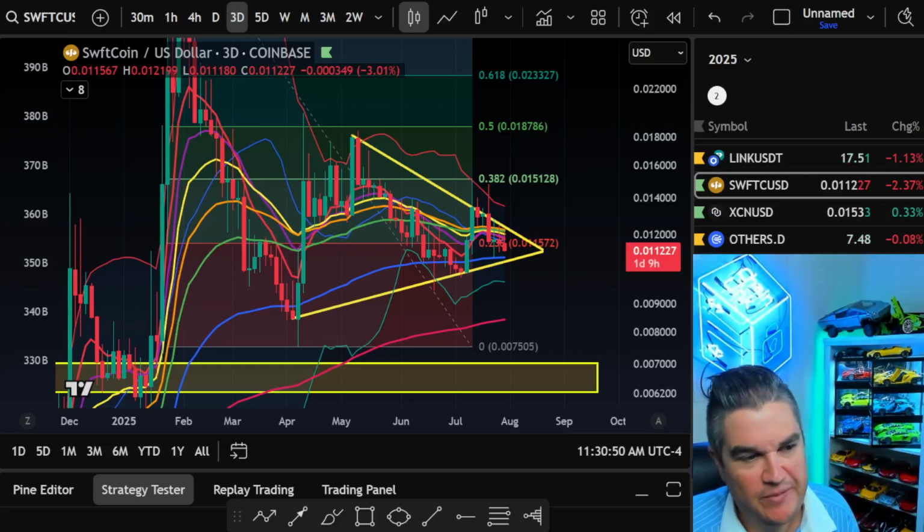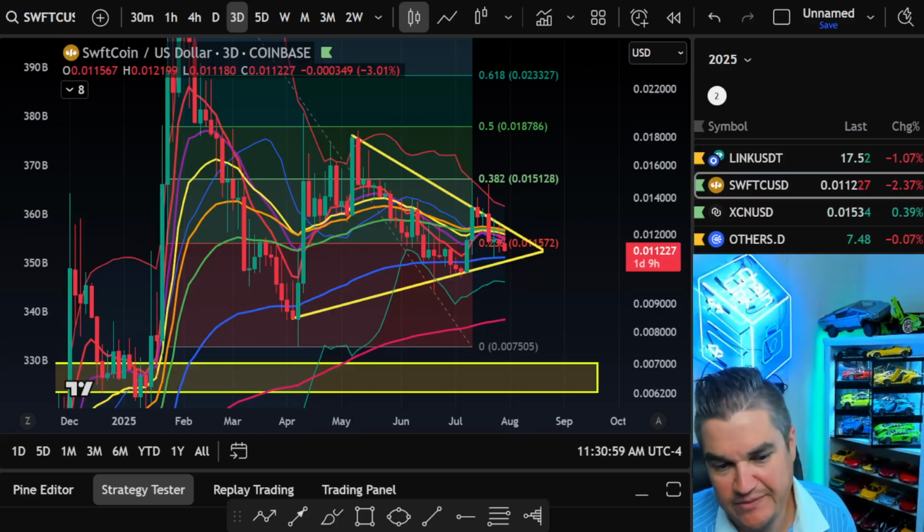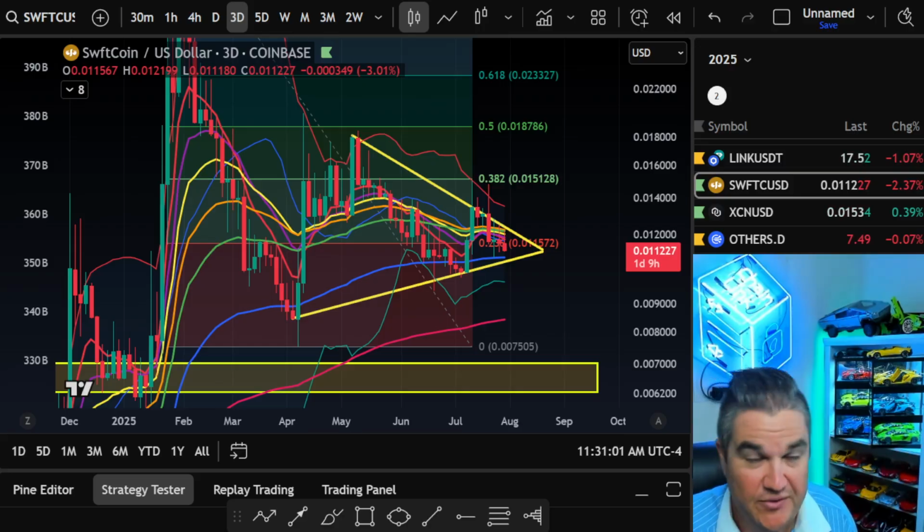All right, Swiftcoin price update. We're going to start off on the 3-day chart. We've got some important things to look at here, and then we'll zoom out to the weekly, and then finally the monthly. The final day of the month, Swiftcoin update for the first time in a couple months.